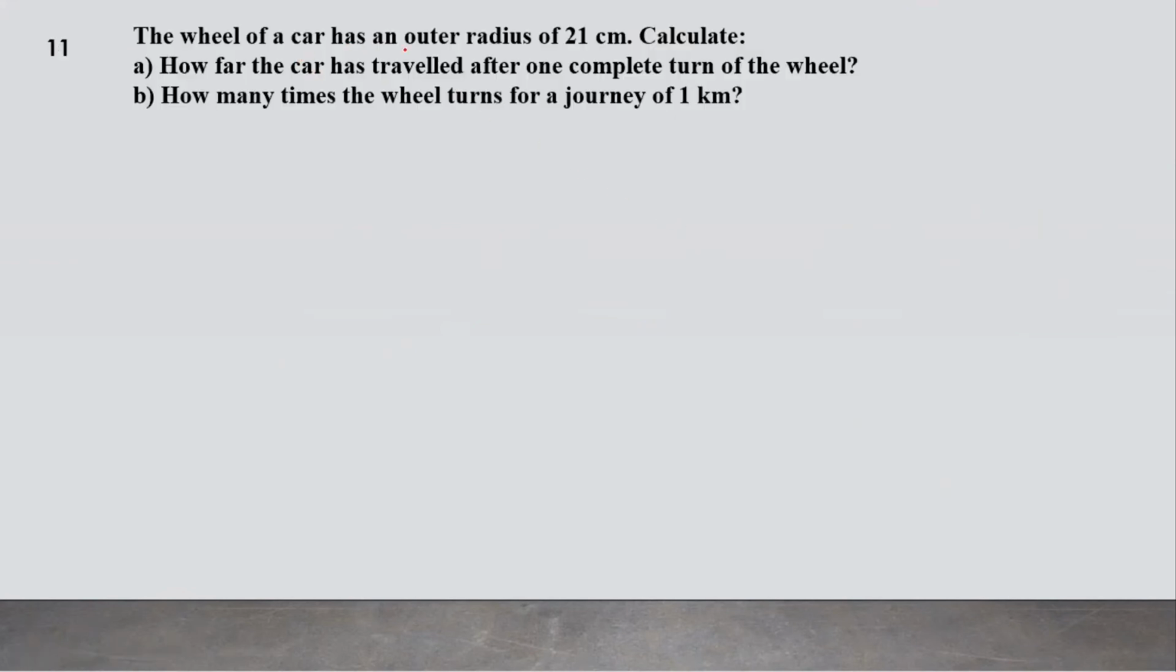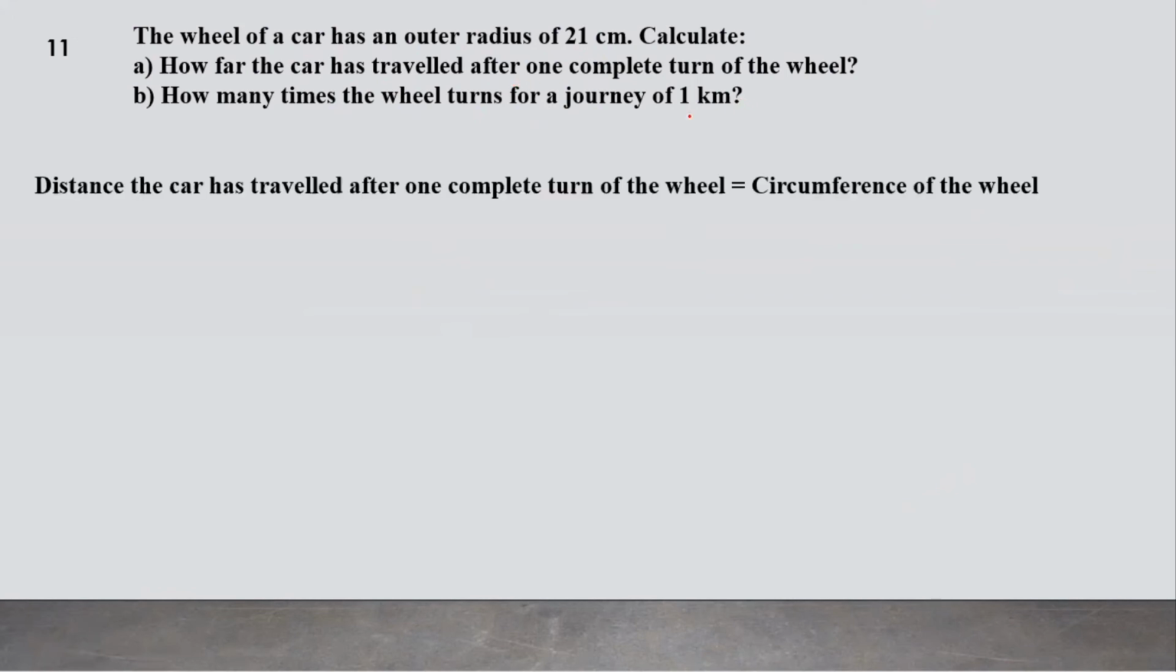The wheel of the car has an outer radius of 21 centimeter. Calculate how far the car has traveled after one complete turn of a wheel. Now, the distance the car traveled after one complete turn of a wheel is the circumference of the wheel. And what is the formula for circumference? It is 2 pi r. So when we put the value 2 into 22 by 7 into radius is again 21, 7 ones and 7 threes, and simplify this, you get it as 132 centimeter.